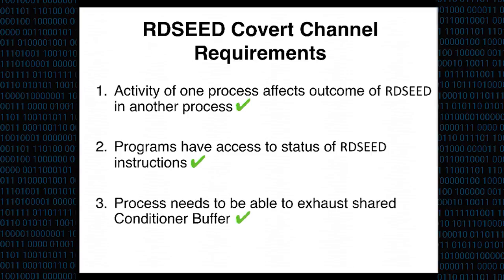And finally, the process needs to be able to exhaust the shared conditional buffer, and we showed how it can be done, just by executing a bunch of RDC instructions. Now, another thing is that there is almost no noise here, because this unit is not used by programs typically during their execution. So there is no contention other than these guys. So you can have this perfect playground to create a high capacity channel with relatively little effort. Okay? So it's important to understand these covert channels. This is not the only covert channel out there, obviously, but if we understand them well, then the next effort is to close them.